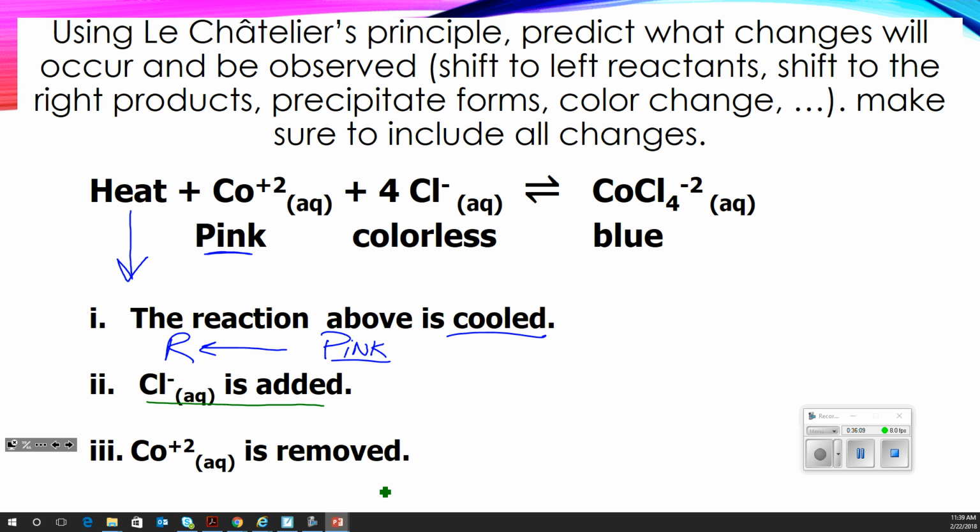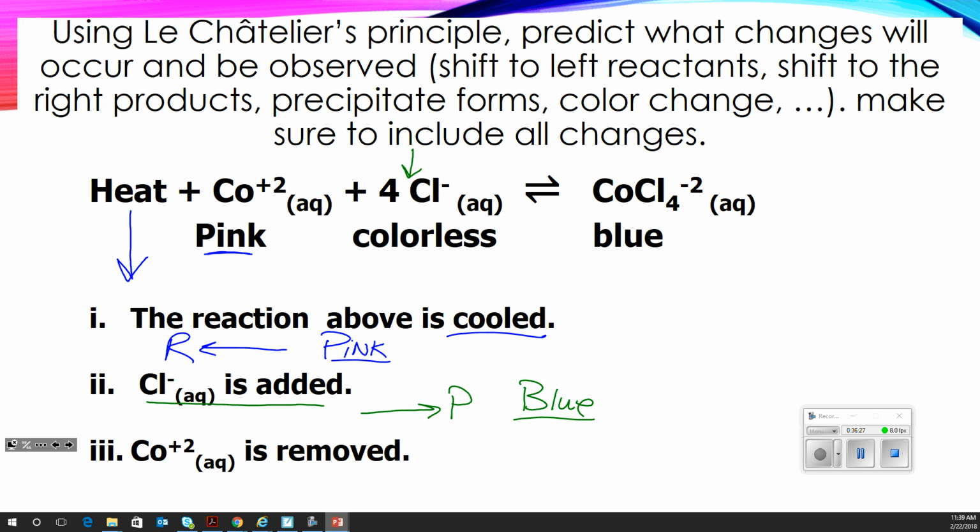Cl minus is added. I'm adding this. Which way is it going to shift? It's going to go towards the products, which means what color is it going to be? Blue. See how this works? So it's just one more step from what we've been doing.